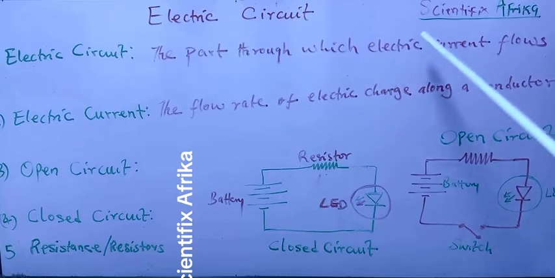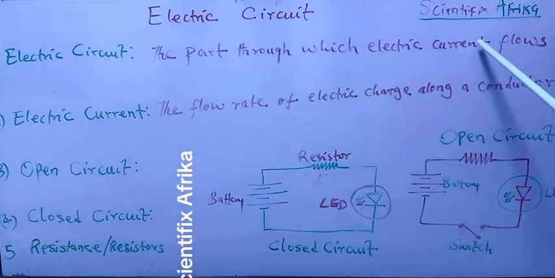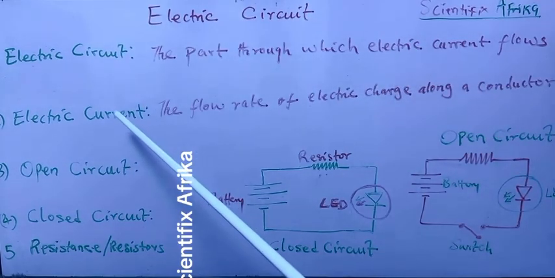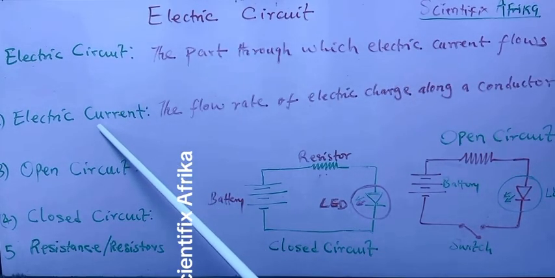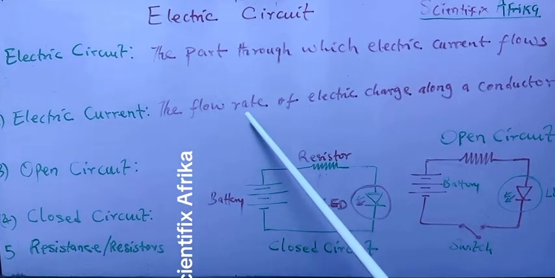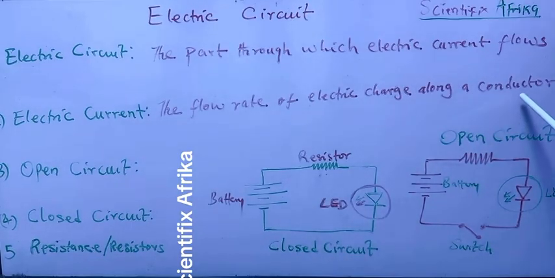Now, what is electric current? Because we said the path through which electric current flows, the next question becomes, what is electric current? You come down a little bit, you see where we define electric current as the flow rate of electric charge, or the rate of flow of electric charge along a conductor.